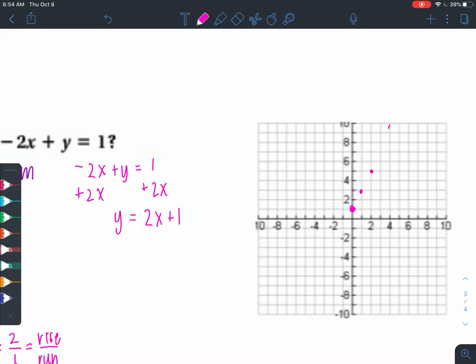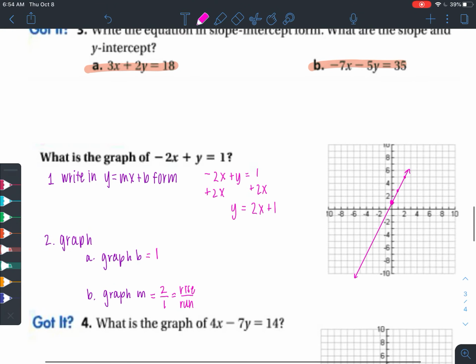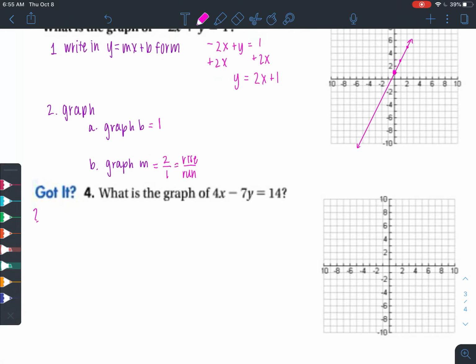I didn't do that right. Again, I didn't do it right. I'm having trouble today, I guess. There we go. Okay, so here is our line. Okay, easy as that. I want you to go ahead and do this next one on your own.